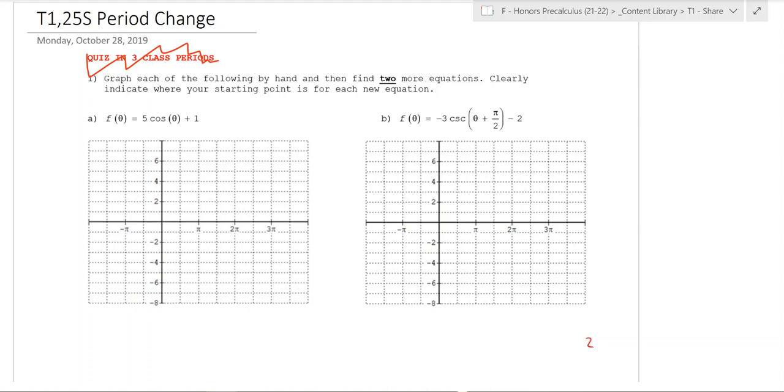Hello and welcome to T1 Day 25 of Honors Precalculus. We're going to talk about changing the period of a periodic function. But first we're going to warm up by graphing some trig functions we've seen before.